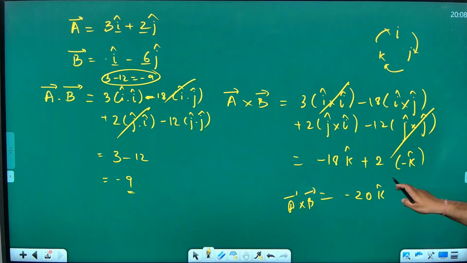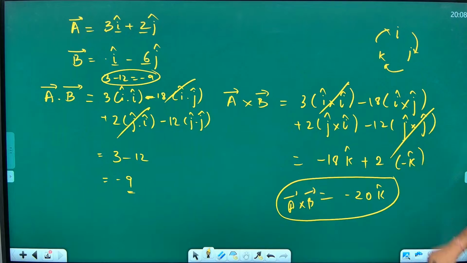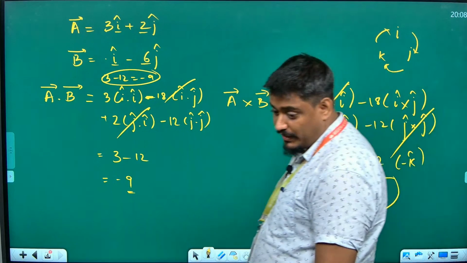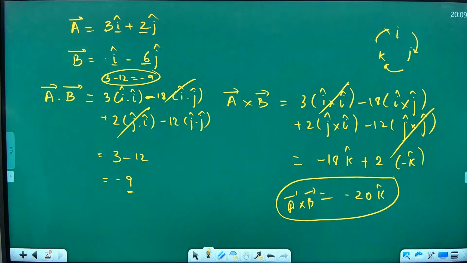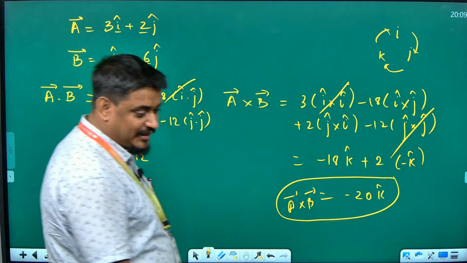Minus should be included definitely. Minus 20, k cap. Yes, sir. K cap will come. Definitely it will come. That's why it is called cross product.